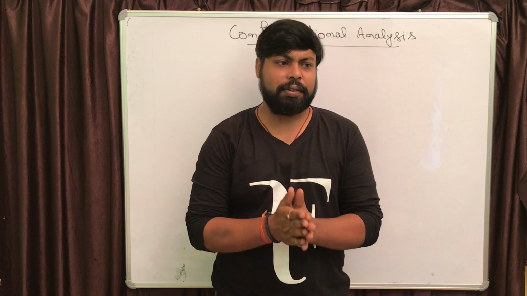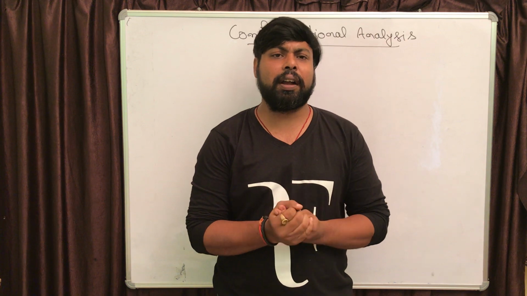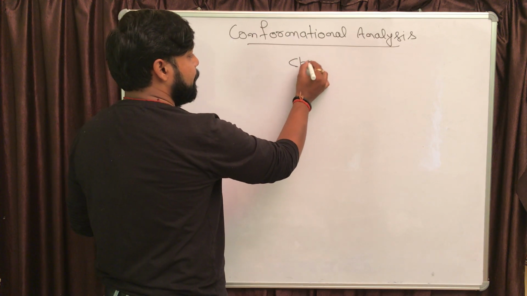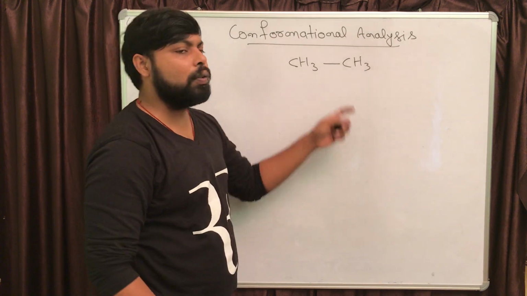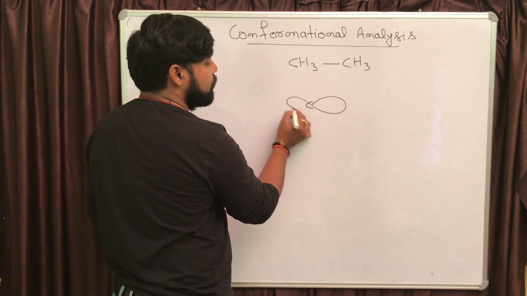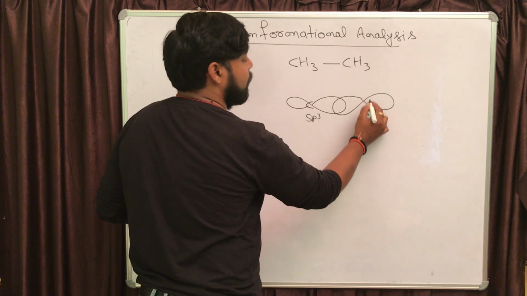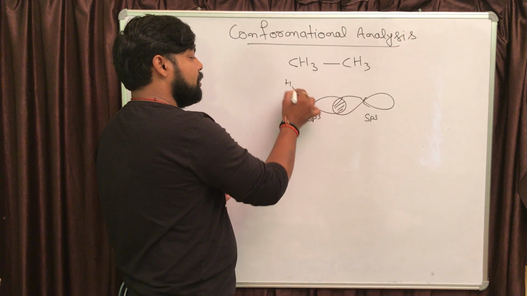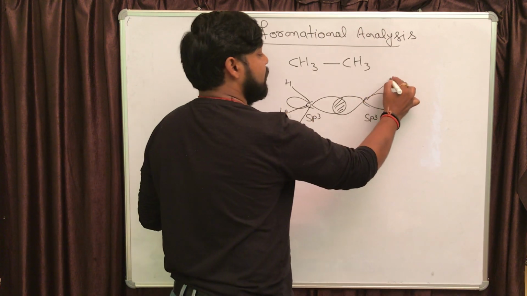It is very true that around a single covalent bond, the free rotation is possible, that we have understood very well. Let's say I have a molecule of ethane. In ethane molecule, there is a covalent bond between two carbon atoms, and if you observe, you will find that this covalent bond is formed by overlapping of two sp3 hybridized orbitals of carbon, and three hydrogens are present at each carbon atom.